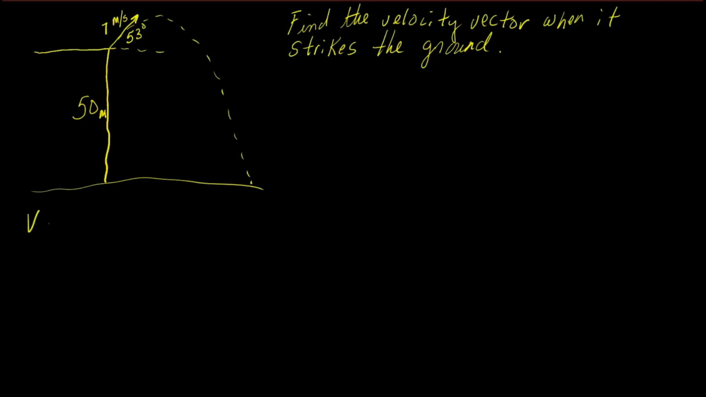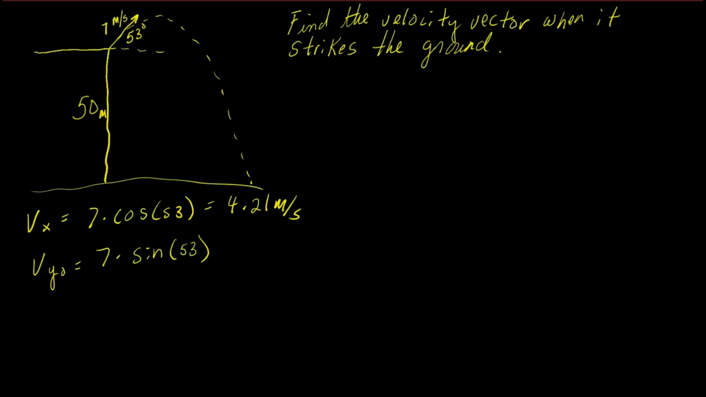So again, velocity along the x-axis is going to equal 7 times the cosine of 53. So that's going to give me 4.21 meters per second. Velocity y original is going to be 7 times the sine of 53. It's going to give me 5.59 meters per second.